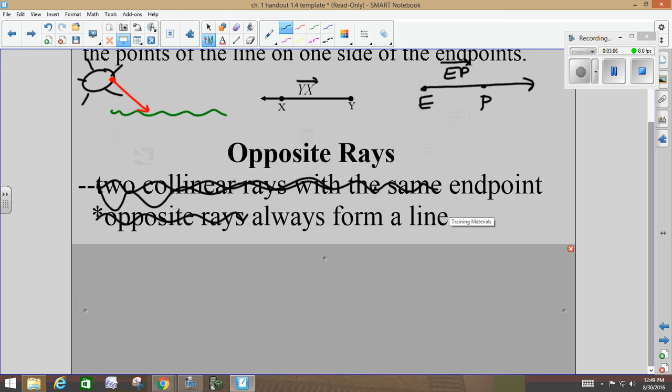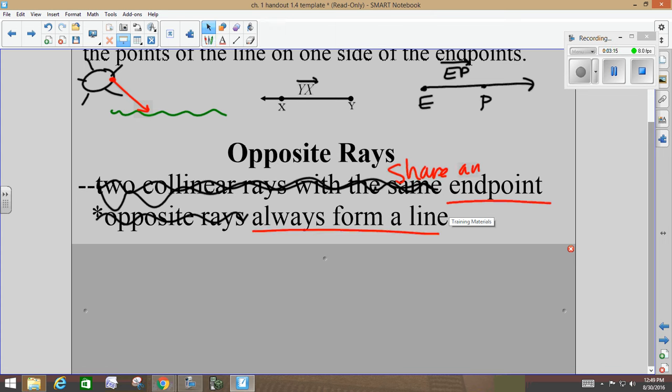Too wordy. Opposite rays share an endpoint, and they always form a line. Those are the two things you have to remember about opposite rays. Share an endpoint, form a line.